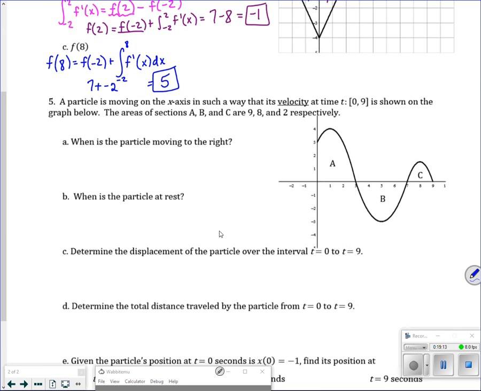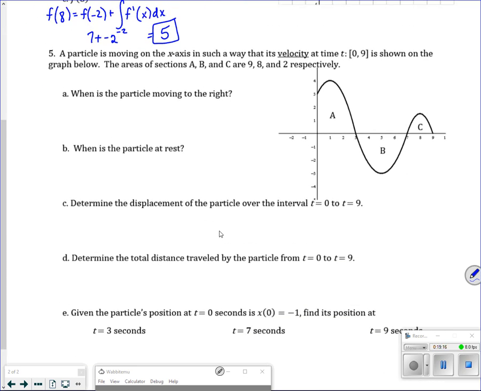Now number 5, let's put it together. This one is very similar to what we did, they just put it in word problem form. So let's see if we can combine these things together. They love particles moving on the x-axis in such a way that the velocity from 0 to 9 is shown on the graph. The areas of sections A, B, and C are 9, 8, and 2 respectively. So I'll put 9, 8, and 2 on my picture.